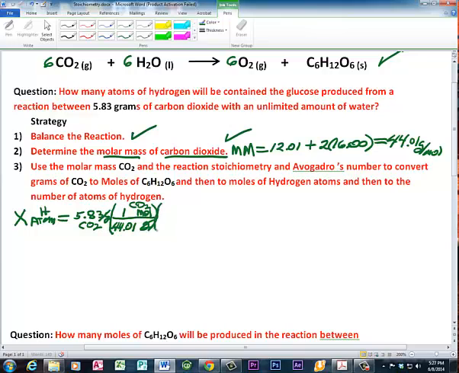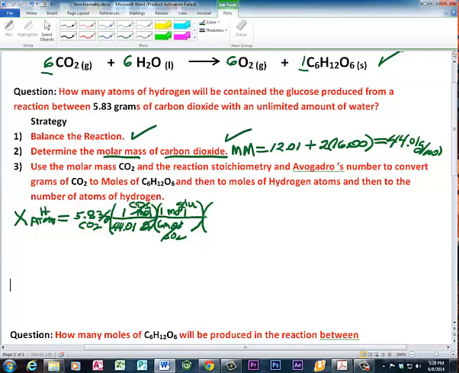The next thing that I want to do is use the reaction stoichiometry, what we call the mole-to-mole ratio. It's just the coefficient of the carbon dioxide to the coefficient of glucose. And if we don't have a coefficient there, it's understood that it's 1. So since this is carbon dioxide, it'll be 6 moles of CO2 to 1 mole of, and I'm just going to call this GLU for glucose. So now moles of CO2 have canceled and I'm in moles of glucose.